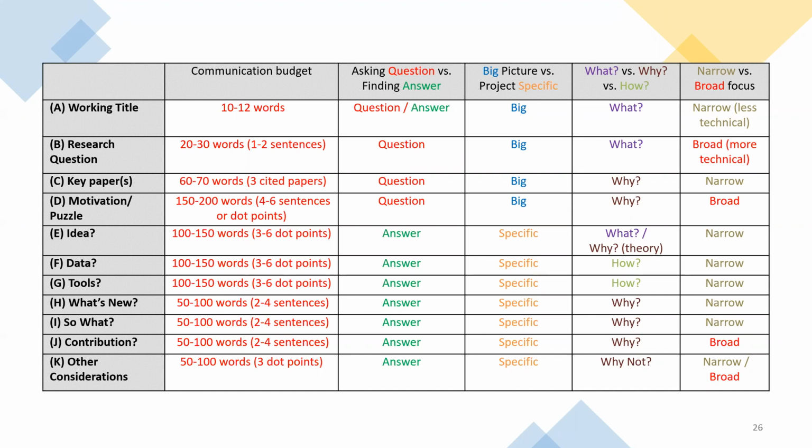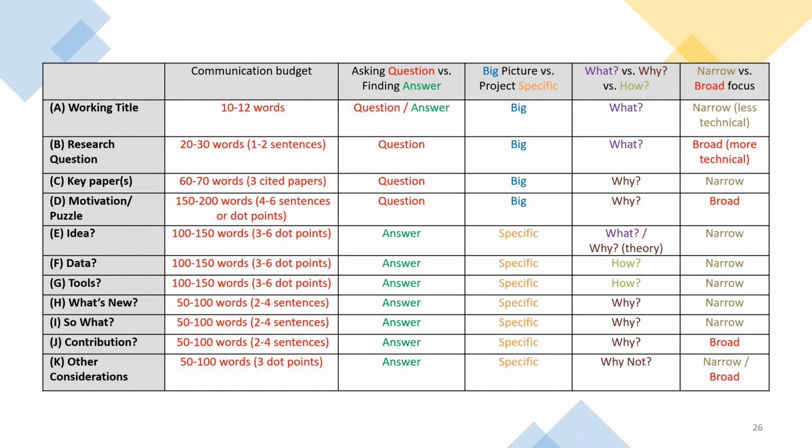The key papers are a narrow focus, whereas the motivation is a broader focus around setting the scene for your research. So you have to choose 3 key papers from a collection of 100 or more. That's narrowing down. The motivation slash puzzle part is where you can broaden out the perspective that you're trying to bring, this bigger picture perspective, this framing of your research. Now, idea, data, tools, what's new, so what, I've suggested all have a narrow focus because this is all about your project specific angle.